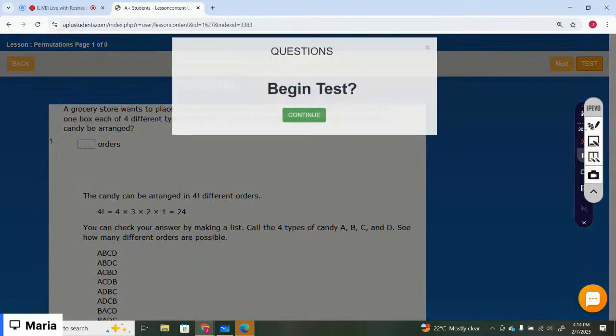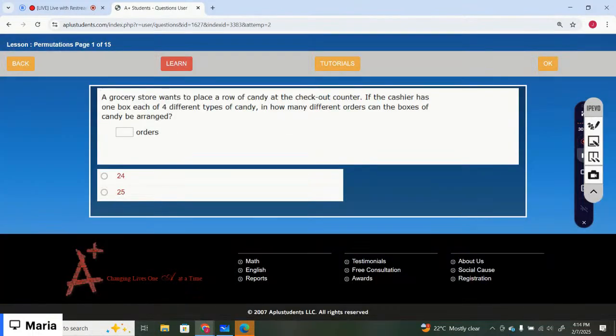Let's just start with the test questions. A grocery store wants to place a row of candy at the checkout counter. If the cashier has one box each of four different types of candy, in how many different orders can boxes of candy be arranged? So that is 4 factorial.